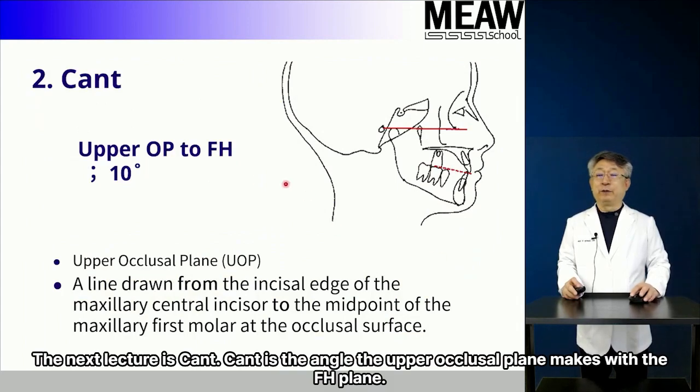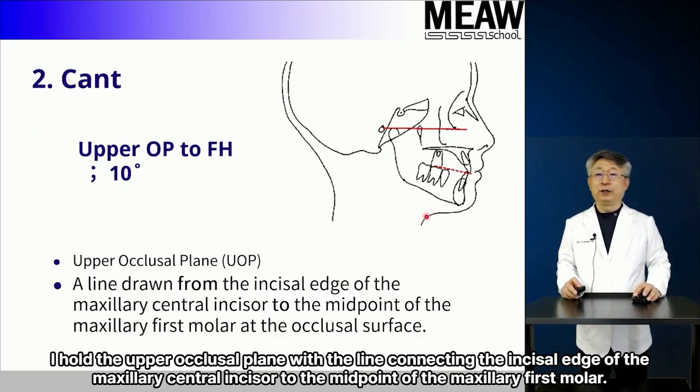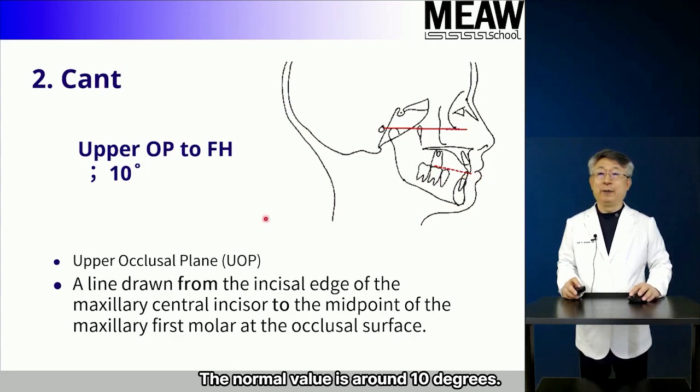The next lecture is cant. Cant is the angle the upper occlusal plane makes with the FH plane. I hold the upper occlusal plane with the line connecting the incisal edge of the maxillary central incisor to the midpoint of the maxillary first molar. The normal value is around 10 degrees.